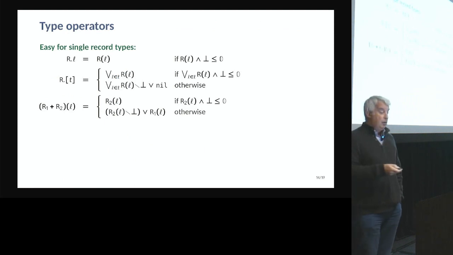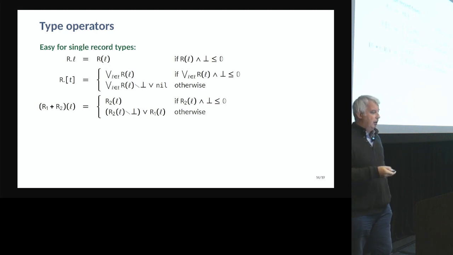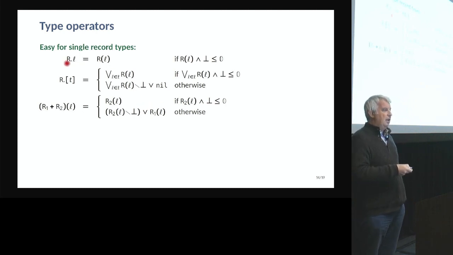Okay, type operators. What do I have to do? Well, if I have just a single record there, it's very easy, okay? So the dot L on a record R is, well, the mapping of R as a function, provided that this field L is neither undefined nor optional, which means R L doesn't contain undefined in it. For the map selection, well, it's the same. I just do the union of all the labels that are there inside. And if there is the undefined, I remove it and put nil instead.